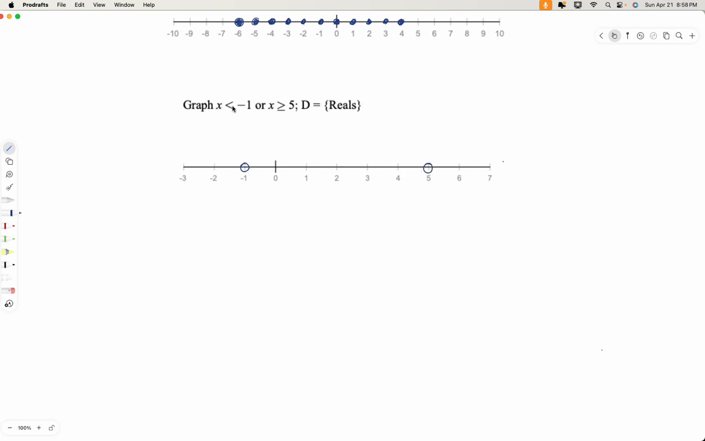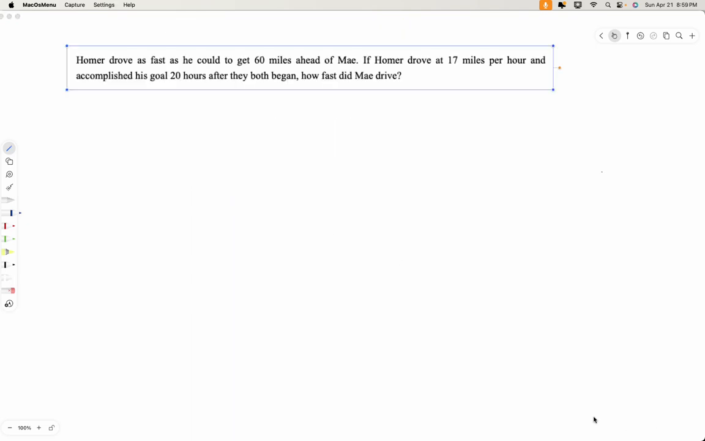And if x is less than -1, then we would go in this direction and we would put our little arrow there. And if it's greater than or equal to 5, we can fill in the 5 because we have that equal sign. And then we'll go in this direction and put our arrow because we're going to be greater than or equal to 5. And we do the line because it is reals. All right, let's look at the next one.